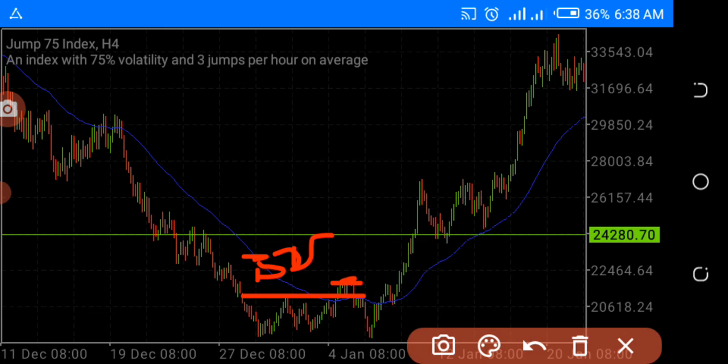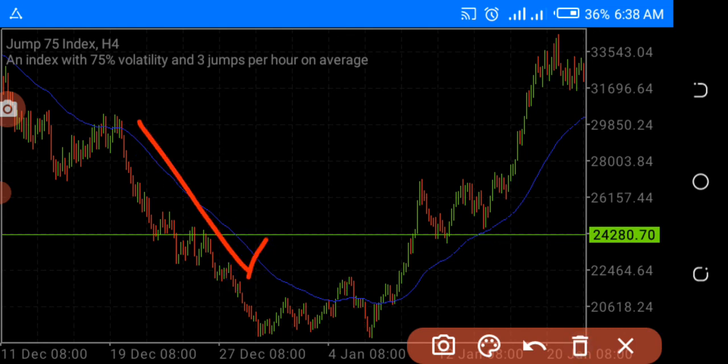After the market was ranging here with no particular direction, it broke out. All of a sudden, it came down, and it started going up. Don't forget, the market was moving in a downward trend before. After the break of structure, you can see that the market started going up.